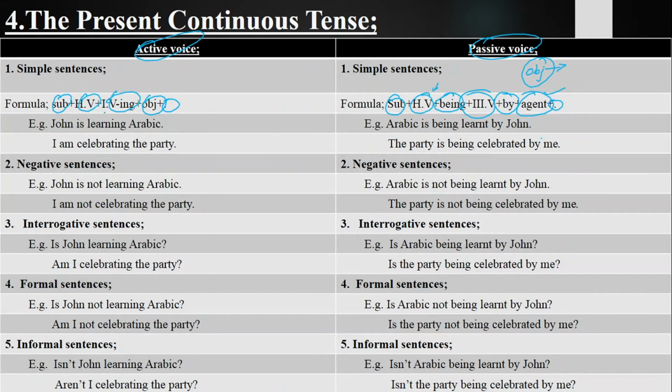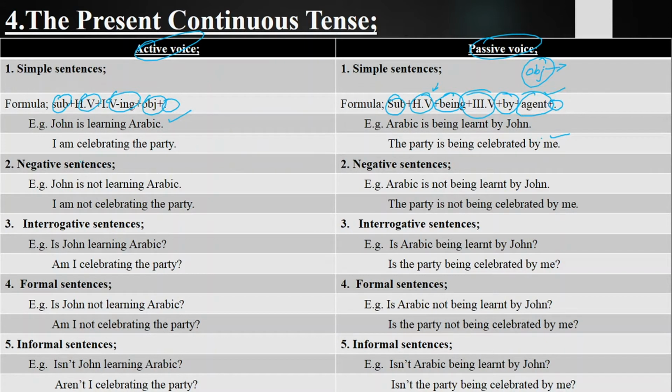John is learning Arabic. Arabic is being learned by John. I am celebrating the party. The party is being celebrated by me. Here it is the simple sentence.